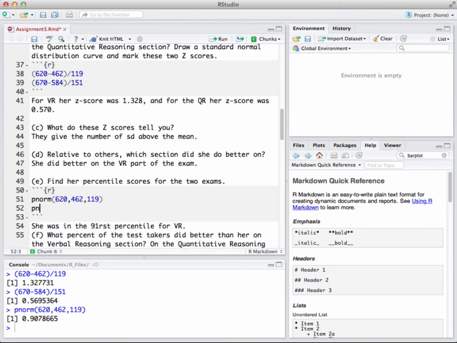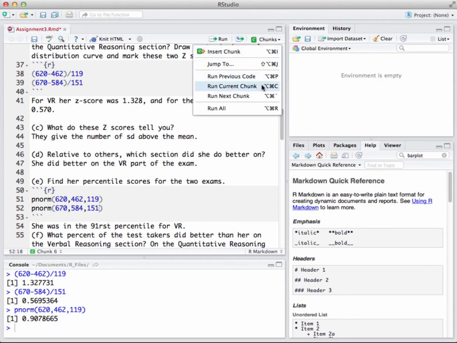Well, again, that's going to be pnorm. I'm going to forego going back over to the whiteboard if you don't mind. And I'm going to put in 670. And we'll put in her mean, which was 584. And the standard deviation, which is 151. Okay, let's go ahead and execute that chunk.